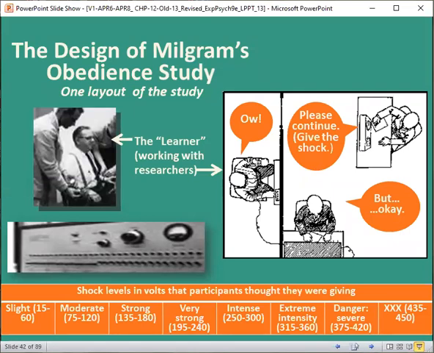So it goes something like this. He would read a list of things, and then the learner was supposed to say the right answer. If he didn't say the right answer, the teacher would say something like incorrect and flip a switch. Bzz, and then the learner would go, ow, something like that. And they had a whole scenario where at one point the learner would say, let me out of here, I want to stop this experiment now. And the researcher would give them orders to continue. At the very bottom, you can see what was labeled on the device giving the shocks, from slight all the way to the very end, XXX, which was 435 to 450 volts. So that's the layout of the experiment that we saw.